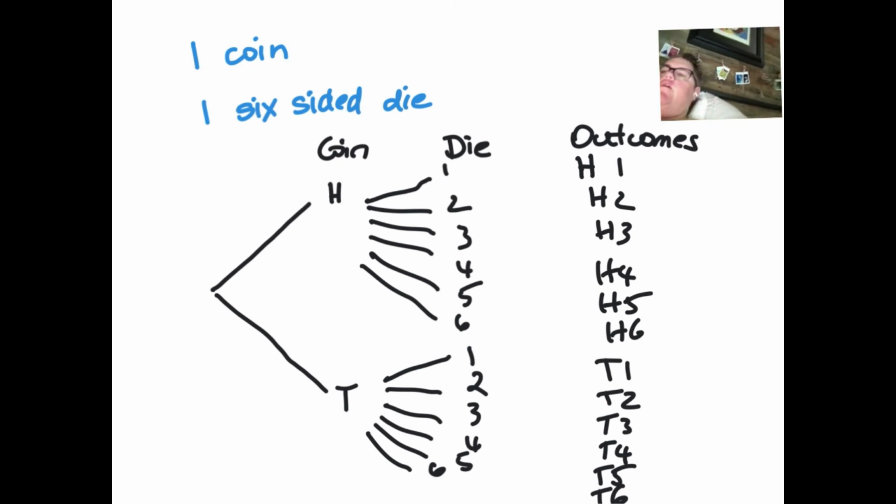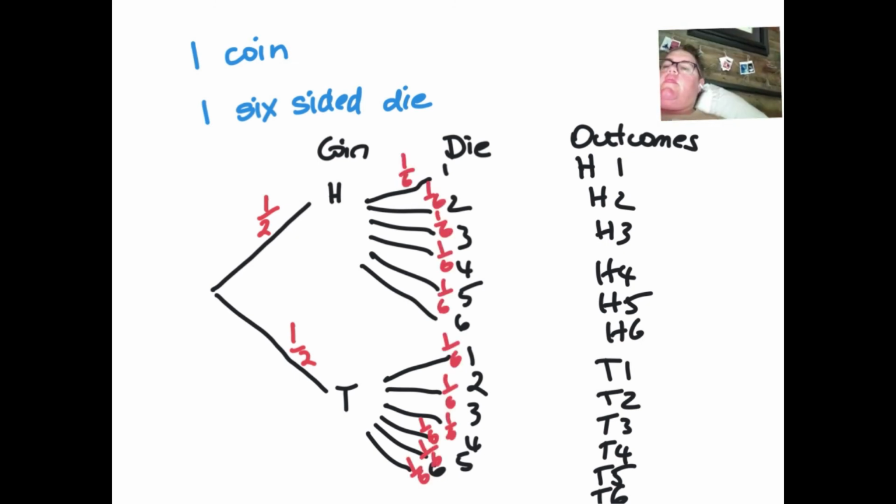Okay, now let's go back to our coin. We have a 1 in 2 chance of getting a head or a 1 in 2 chance of getting a tail. If we fast forward to our die, there are 6 sides. For us to get a 1, we've got a 1 in 6 chance of getting it, as we do for all the other numbers. So I'm going to go ahead and add those in. Okay, so now we've got all of our probabilities.